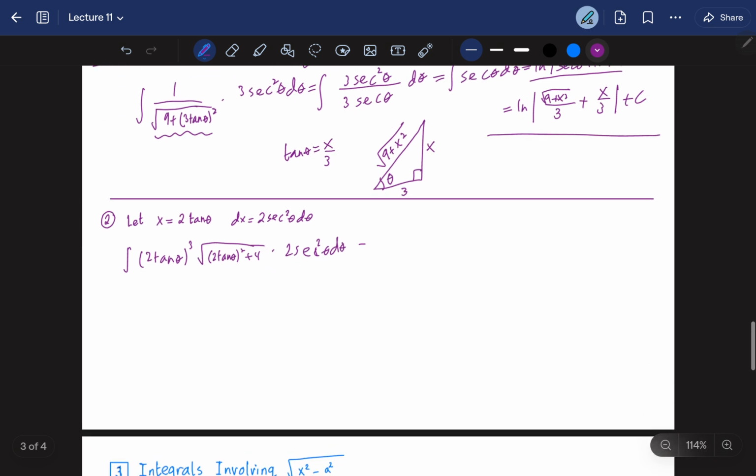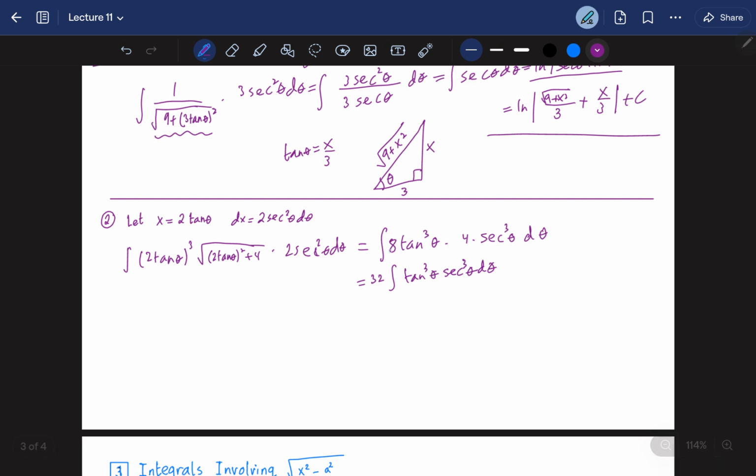Okay, so let's see. Now we've got the square root of 8 tan cubed of theta, and this thing is going to turn into 2 secant theta. So we're going to have another 4 secant times secant squared. So this is secant theta d theta. So now we have 32 times the integral of tan cubed theta secant theta d theta.